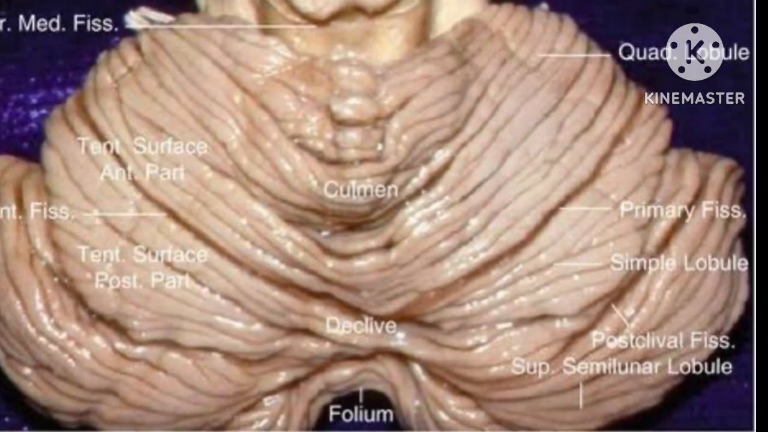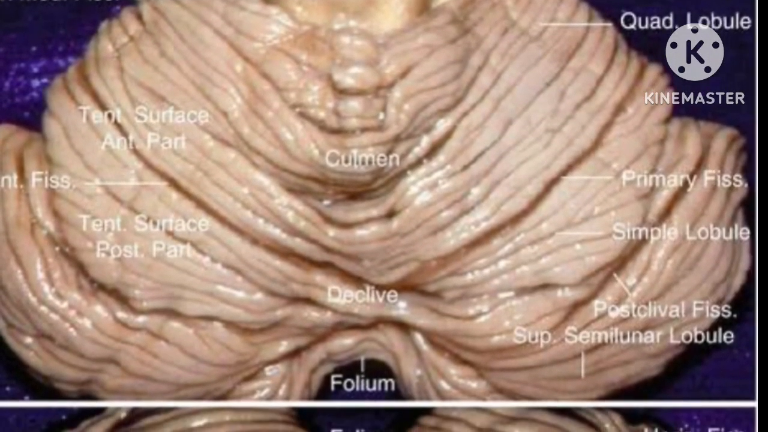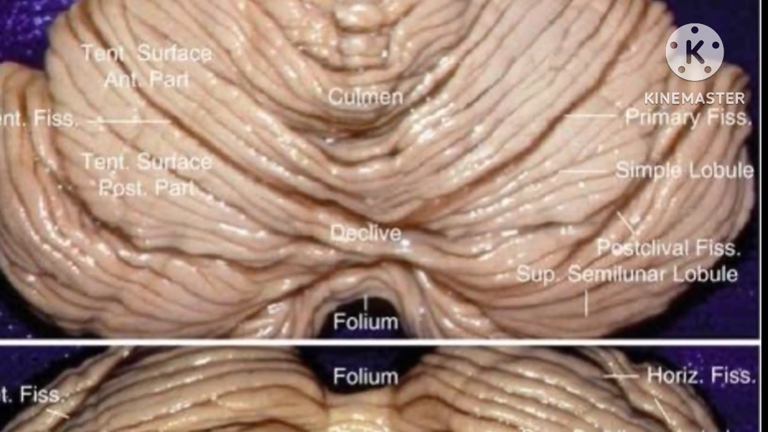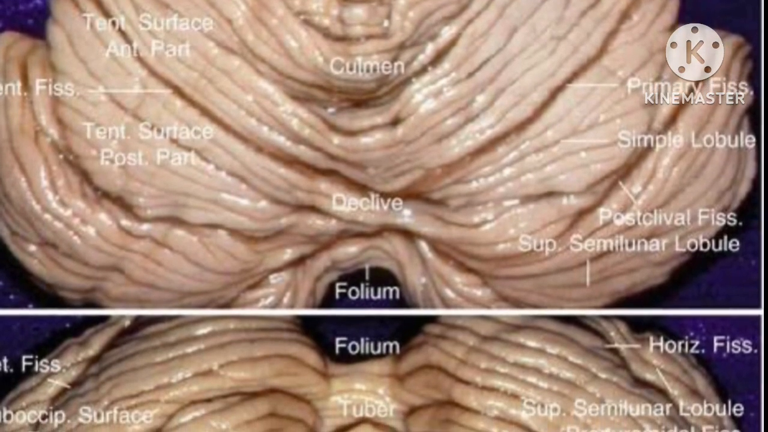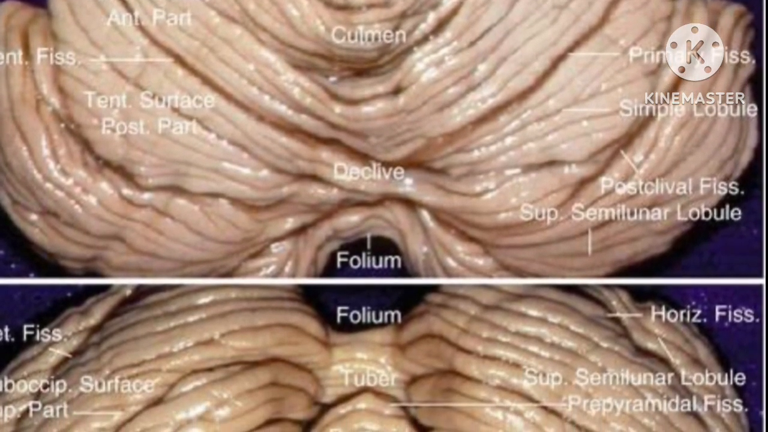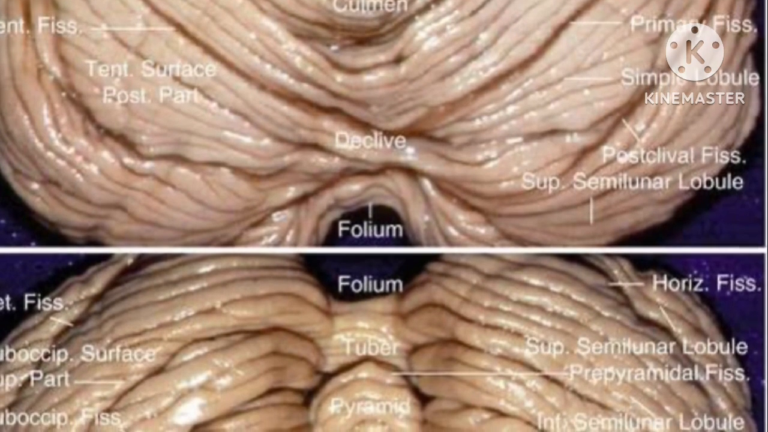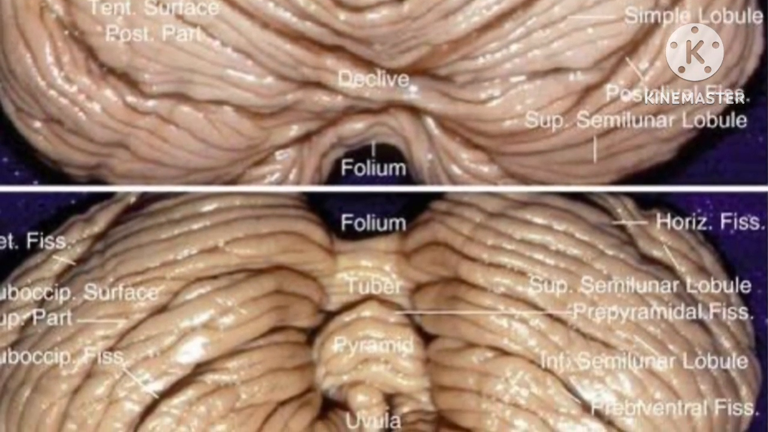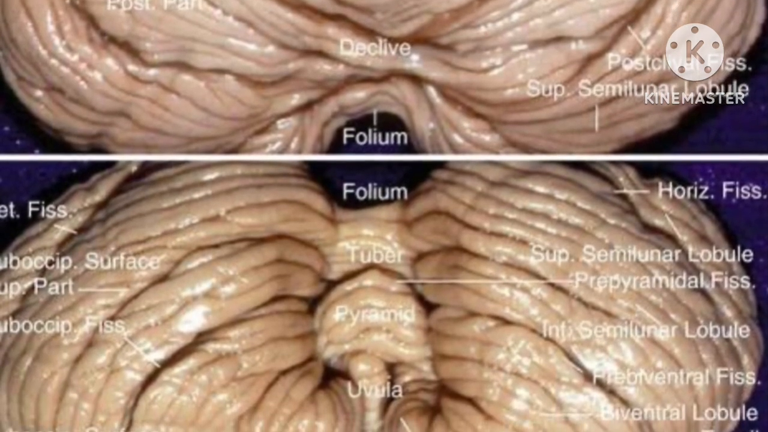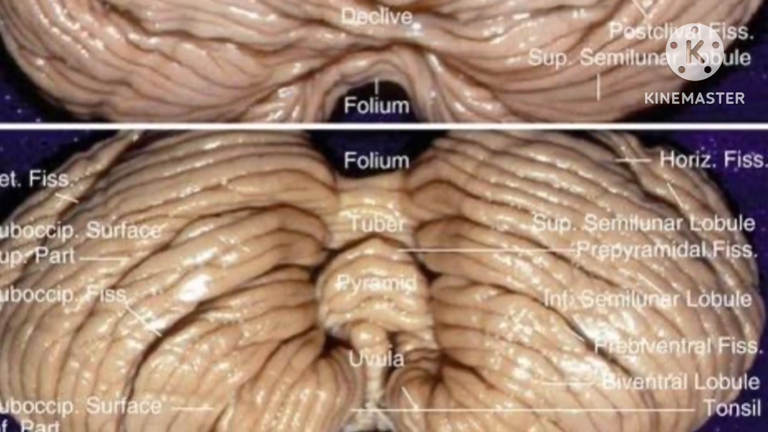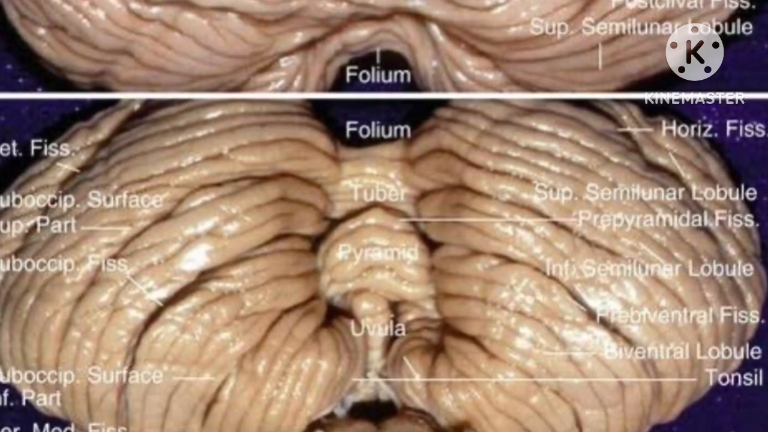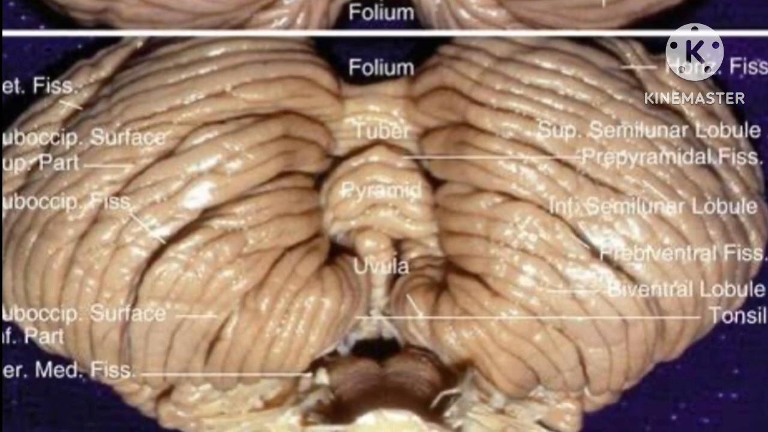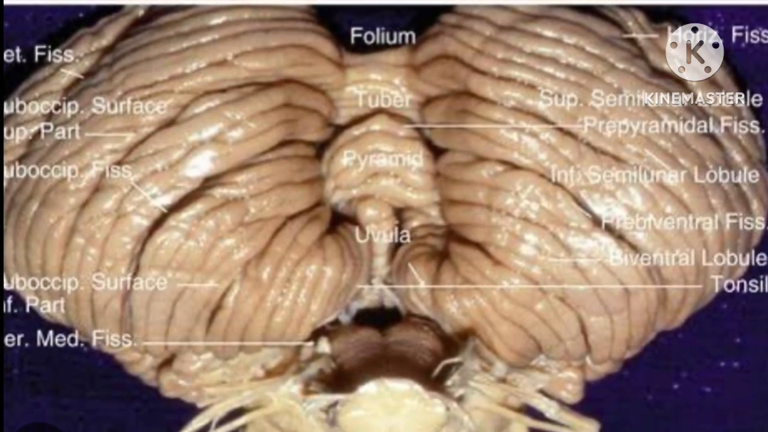On the surface of the cerebellum, there are numerous transverse fissures that divide the cerebellum into numerous folia. So this part is known as the folia. It increases the surface area and accommodates millions of neurons.